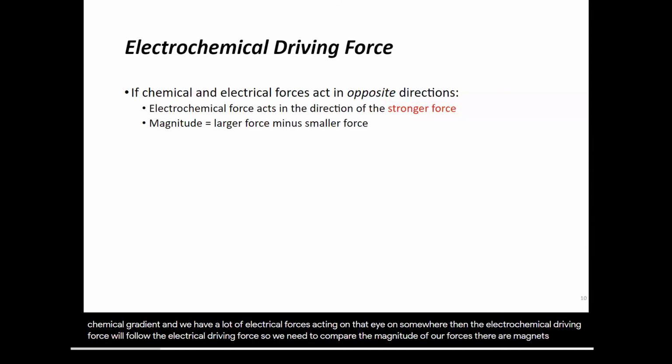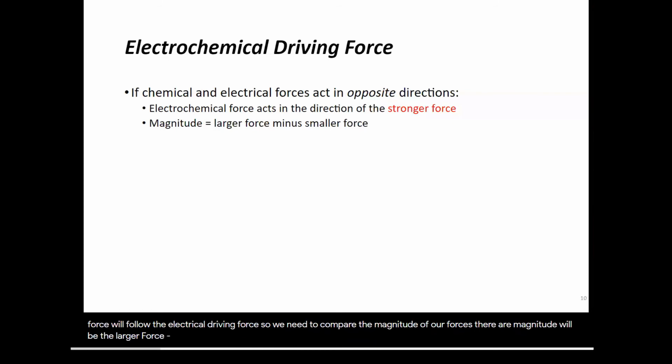So our magnitude will be the larger force minus the smaller force. Okay. So we'll have a slightly smaller electrochemical driving force than the dominant force overall, because we have something opposing it, we have something pushing against it.